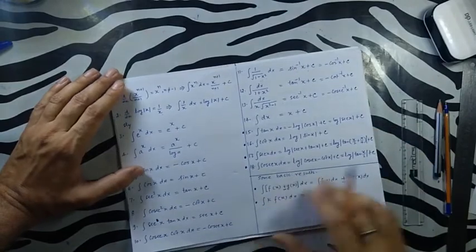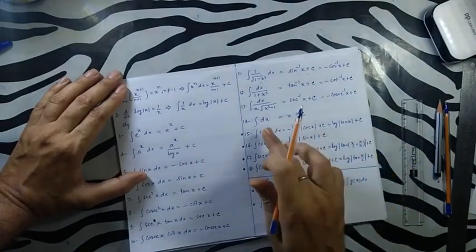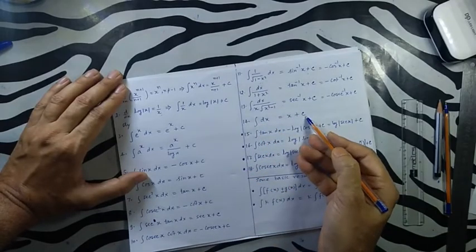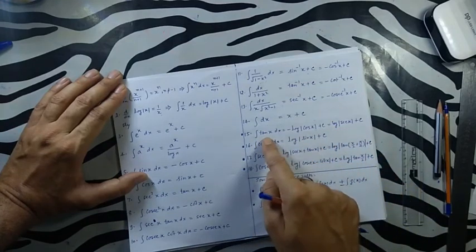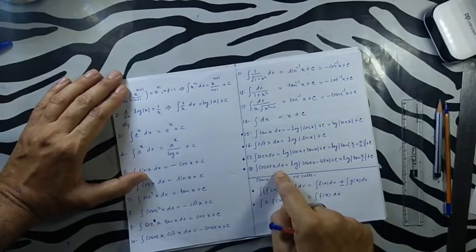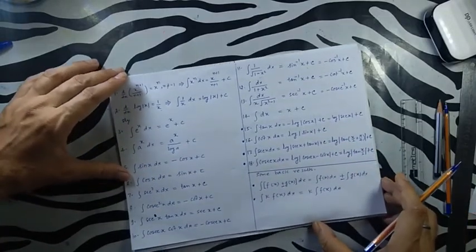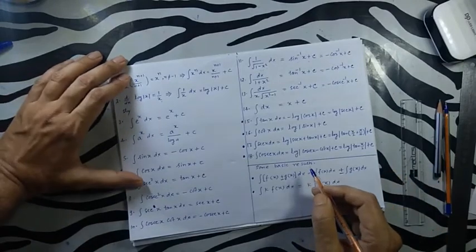Now some more functions are there. Similarly, if you differentiate x with respect to x, we'll get simply 1, and we have to use a constant of integration. Similarly, the formulas for tan x, cot x, sec x, and cosec x are written here. And before this, we have to understand some basic concepts, basic results.